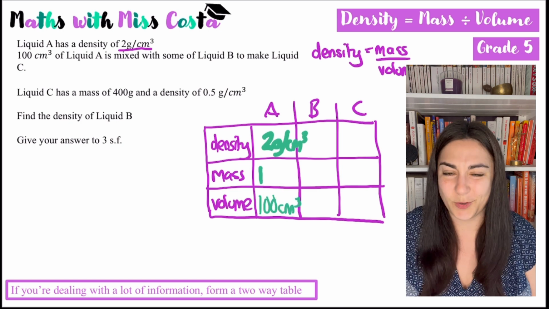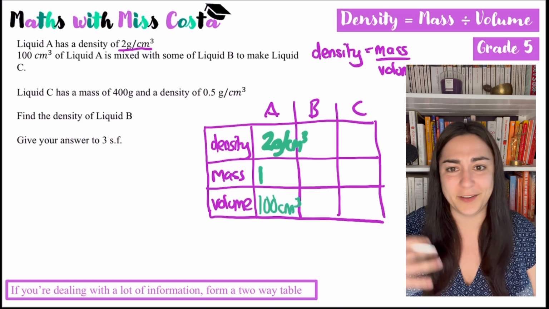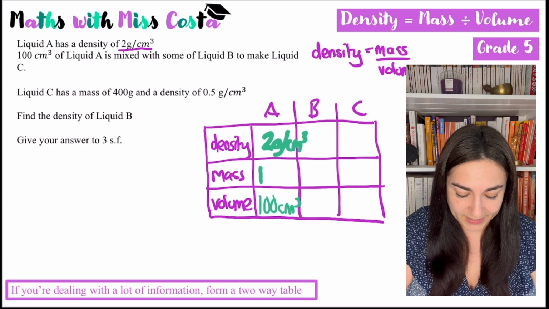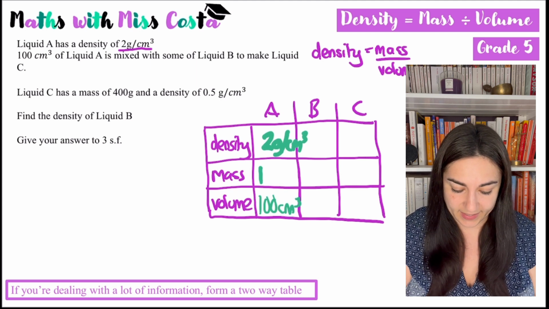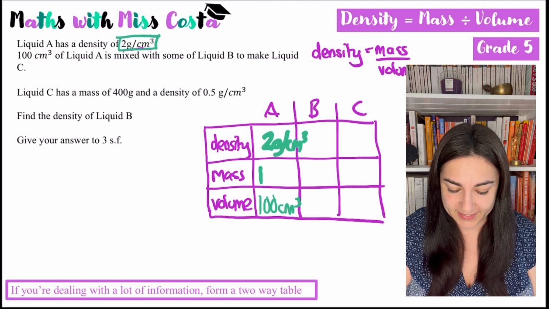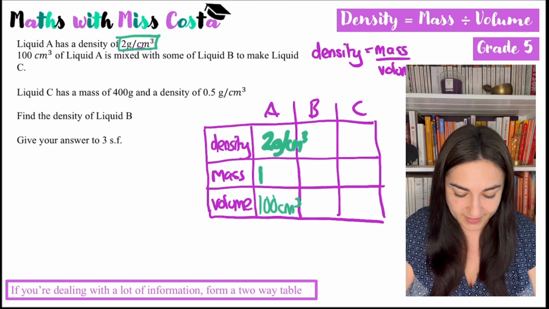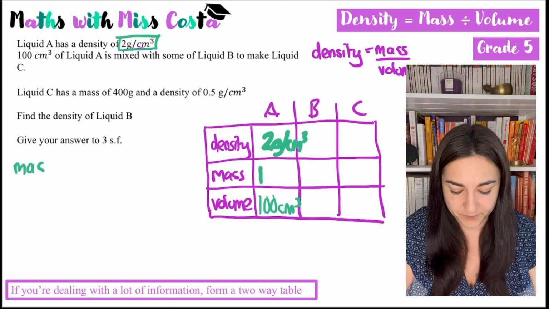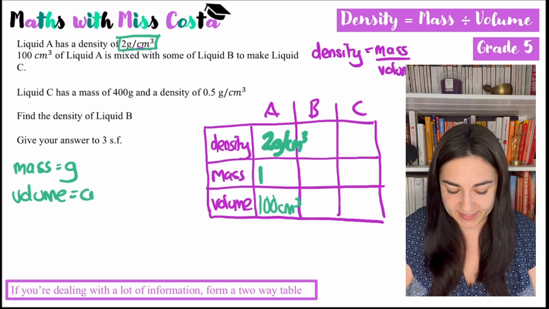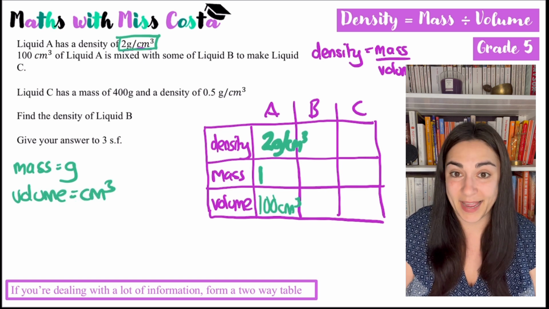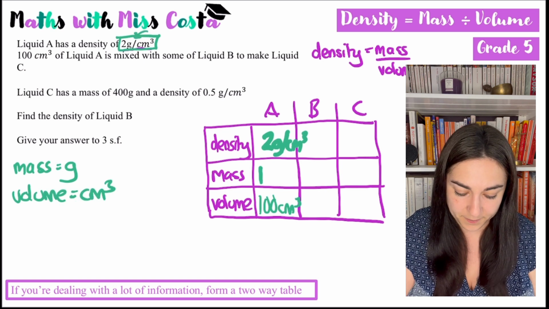Remember, just as a quick thing, because people always seem to get these confused, even though you know what volume is. With density, they've told you the density is 2 grams per centimetre cubed. So that tells you the units. So you know that mass is going to be in grams and that the volume is going to be in centimetres cubed, because density is mass over volume. This little line means over.